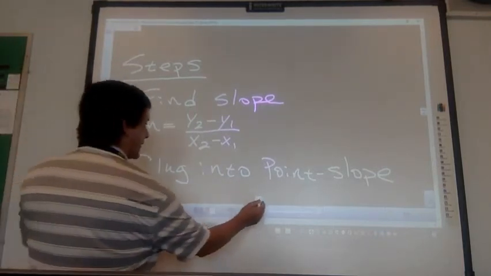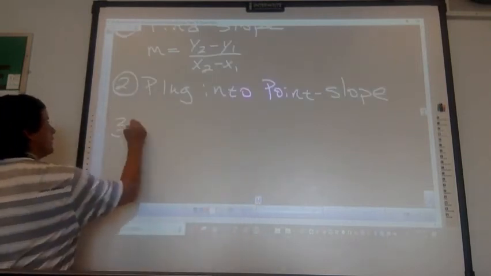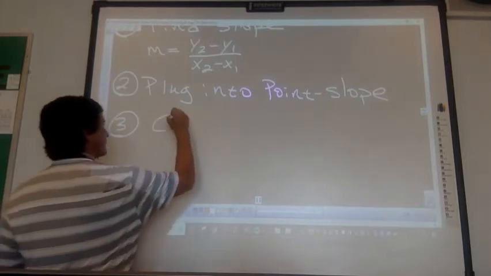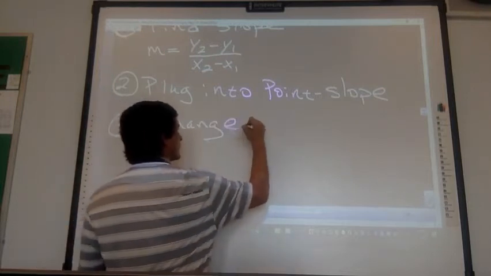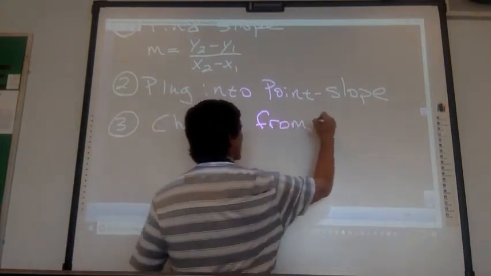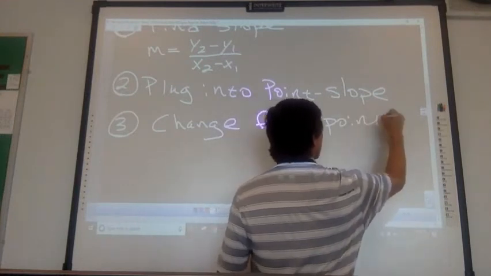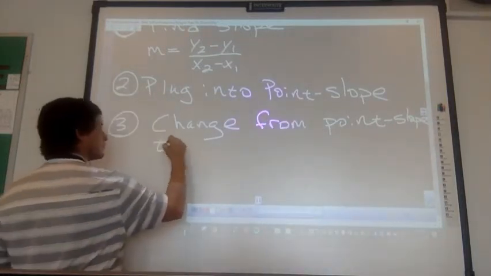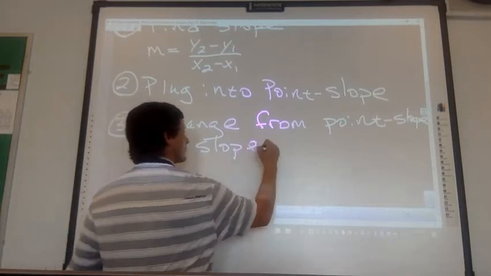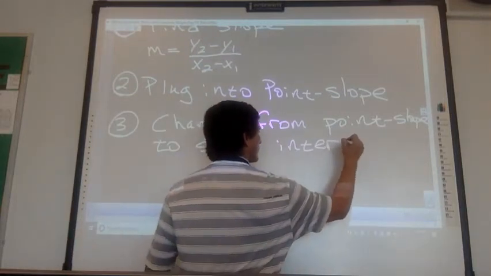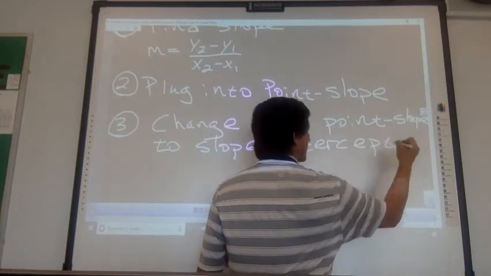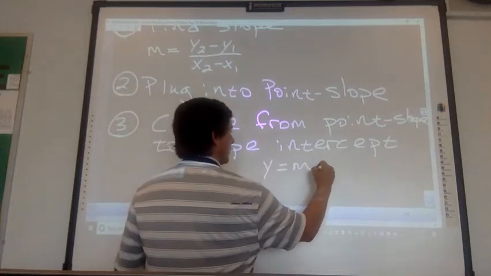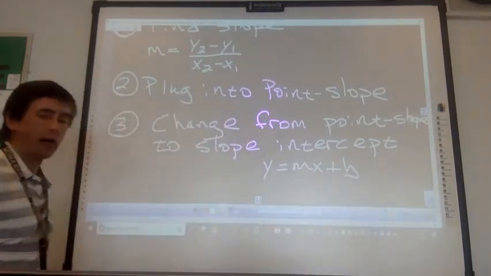Okay. So next we need to change it from point slope to slope intercept. So we've already written point slope like 18,000 times. Slope intercept, all of you guys know, is y equals mx plus b.